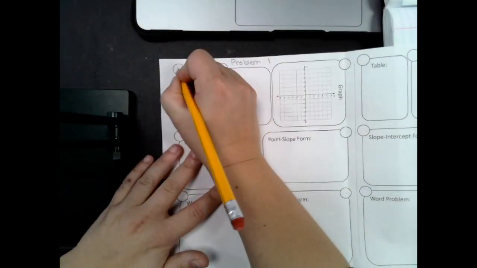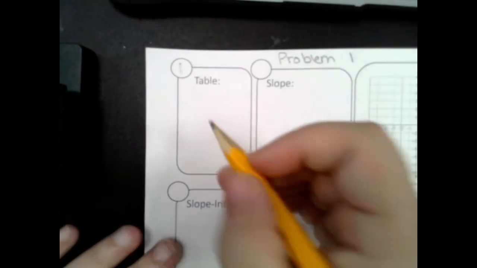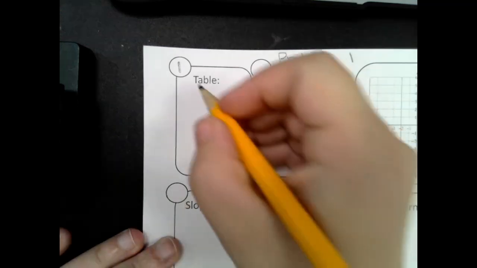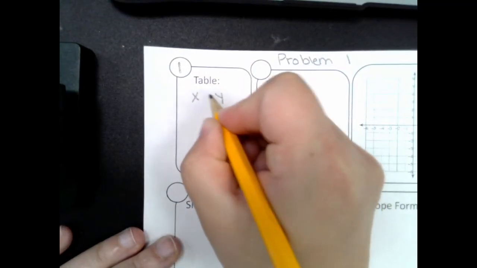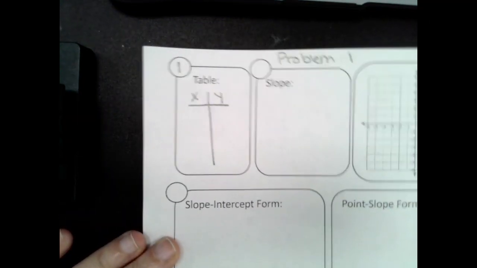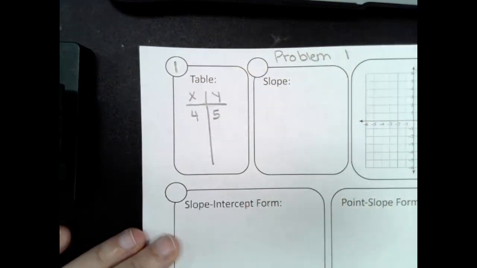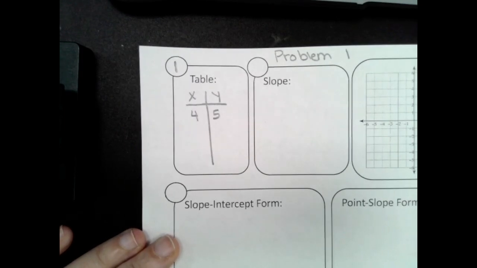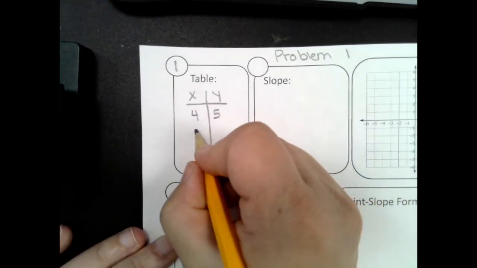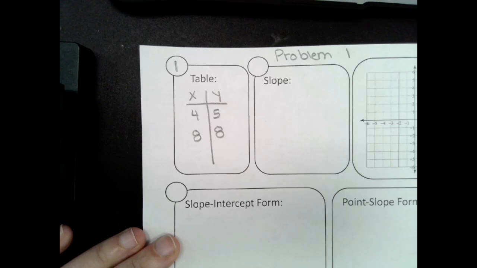Okay? So we're going to start with, this is number 1. This is our starting place. We're going to start with a table. And in our table, this is the part that was given to us, the information we know. We know it's x, y. And they're giving us 3 ordered pairs to start with. So one ordered pair we have is 4, 5. Then we have 8, 8. And we have 20, 17.